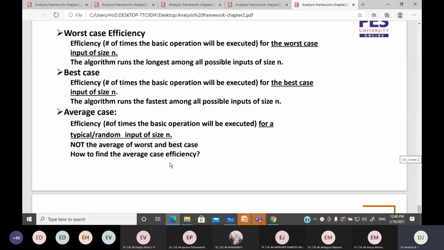How many comparisons? The most basic operation here is comparison. How many comparisons is it going to make? n comparisons. So you'll be making n comparisons. If you happen to find the key element at the first position, how much time is it going to take? 1 unit. So the best case efficiency of sequential search is 1. The worst case efficiency takes n. What could be the average case efficiency?